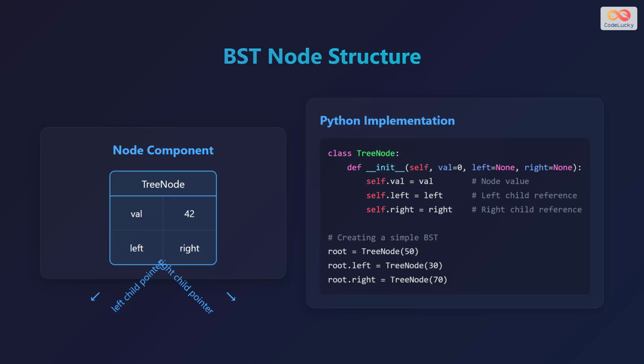Here's an example of how you might implement a tree node in Python. We define a class called TreeNode. The init method initializes a new node with a value, a left child and a right child. We can create a simple binary search tree by first creating the root node with a value of 50. Then we assign a left child with a value of 30, and a right child with a value of 70.